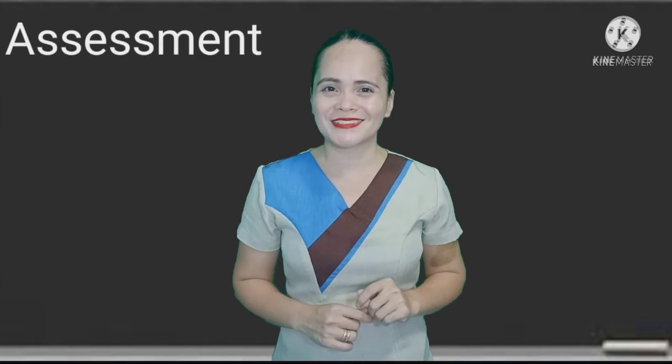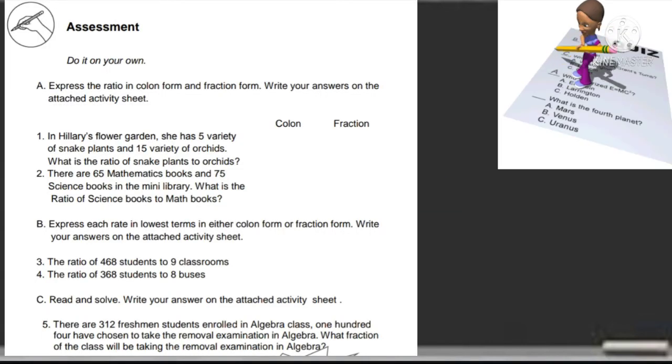Okay, let's start! Letter A. Express the ratio in column form and fraction form. Write your answers on the attached activity. You are given 20 seconds to answer. Number 1. In Hillary's flower garden, she has 5 varieties of snake plants and 15 varieties of orchids. What is the ratio of snake plants to orchids? Number 2. There are 65 mathematics books and 75 science books in the mini library. What is the ratio of science books to math books?